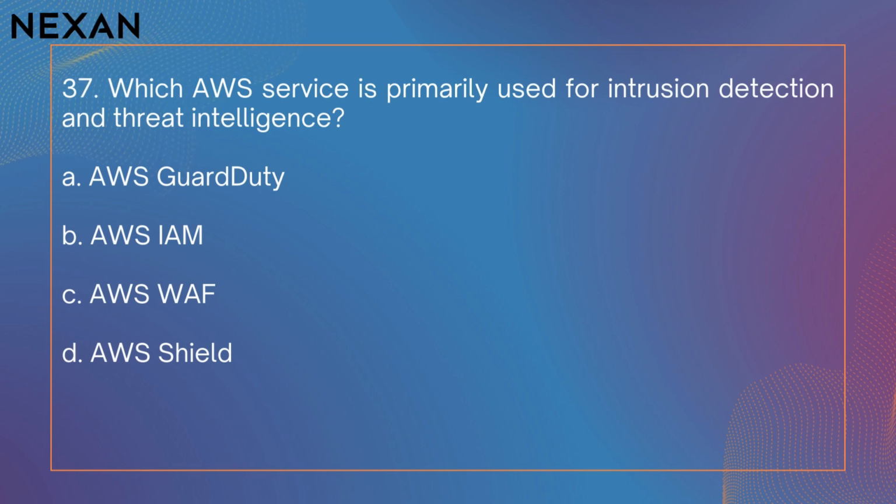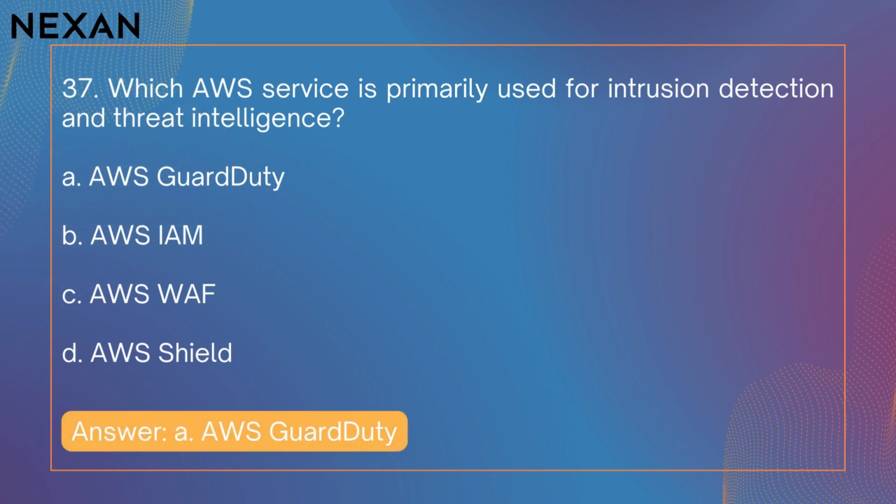37. Which AWS service is primarily used for intrusion detection and threat intelligence? A. AWS GuardDuty. B. AWS IAM. C. AWS WAF. D. AWS Shield. Answer A. AWS GuardDuty.